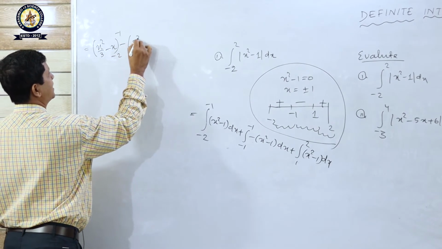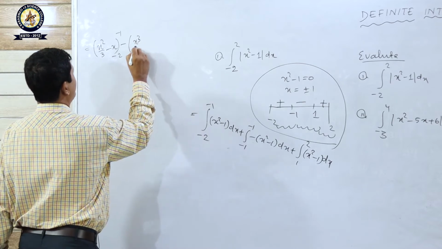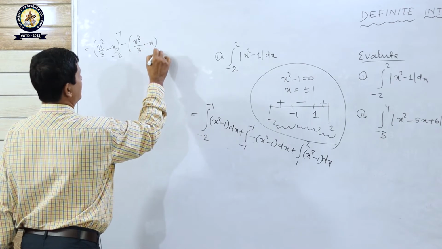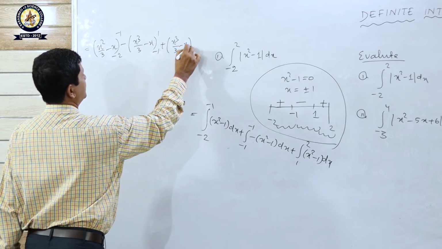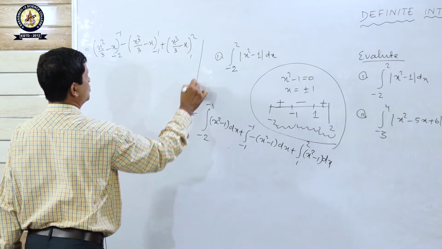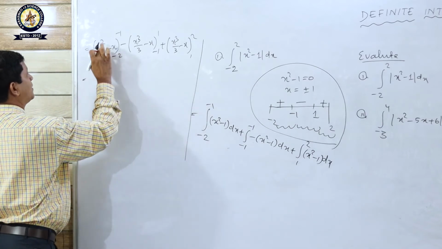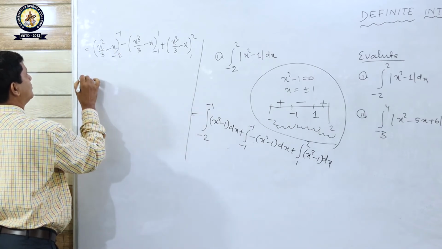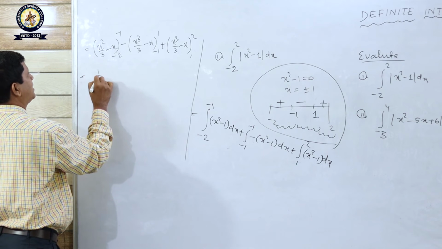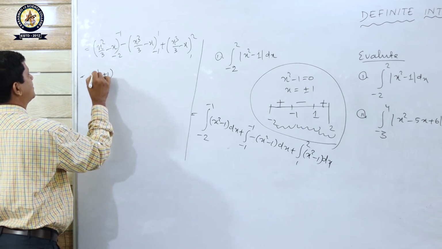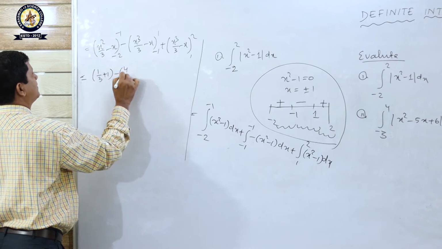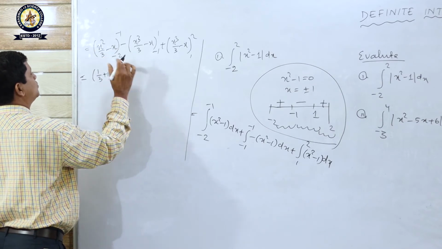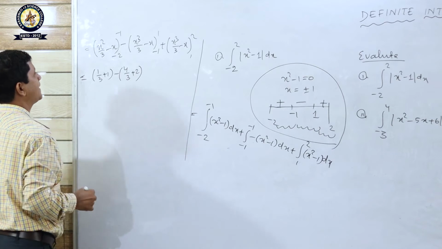Similarly, the second term is x cube by 3 minus x, from -1 to 1. The third is also x cube by 3 minus x, from 1 to 2. Upper value minus the lower value. The upper value is (-1) cube by 3 minus (-1), minus (-2) cube by 3 minus (-2), which is 4 by 3 minus 2, so it means plus 2, right?